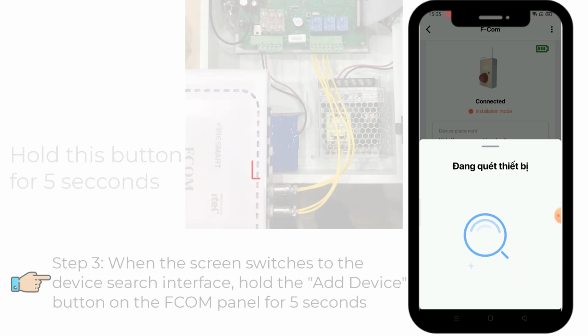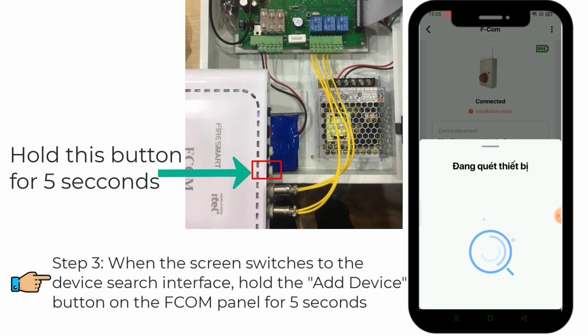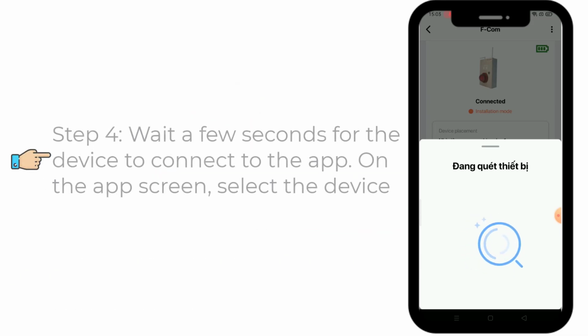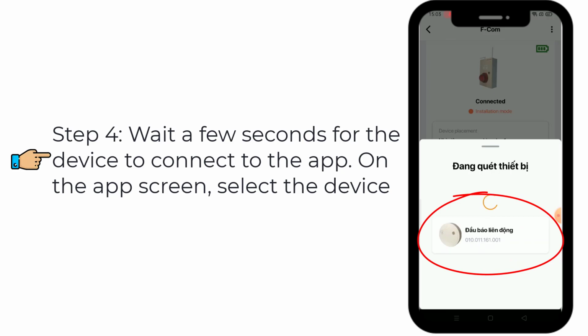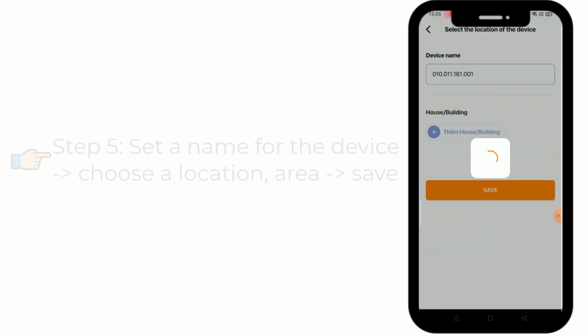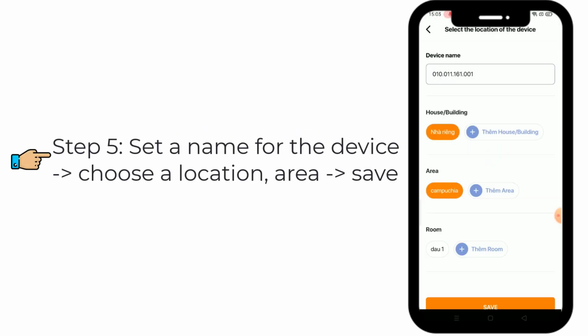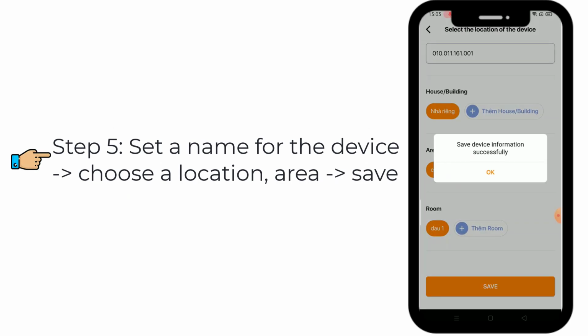Step 3. When the screen switches to the device search interface, hold the Add Device button on the FCOM panel for 5 seconds. Step 4. Wait a few seconds for the device to connect to the app. On the app screen, select the device. Step 5. Set a name for the device, choose a location and area to save.